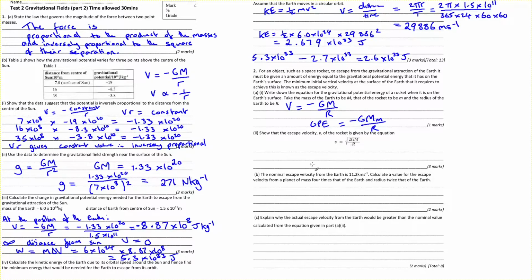Show that the escape velocity is given by that equation. Right, okay, well that's going to be straightforward. If that's the amount of gravitational potential energy that it's got at the Earth's surface, it's going to have zero gravitational potential energy when it's an infinite distance away from the Earth's surface. So how much energy have I got to put in to get it from minus GMm over r to 0? Well, I've got to put in an energy equal to GMm over r. So really it's just the fact that the KE lost here by the rocket in escaping from the Earth's gravitational field will be equal to the GPE that it's gained.